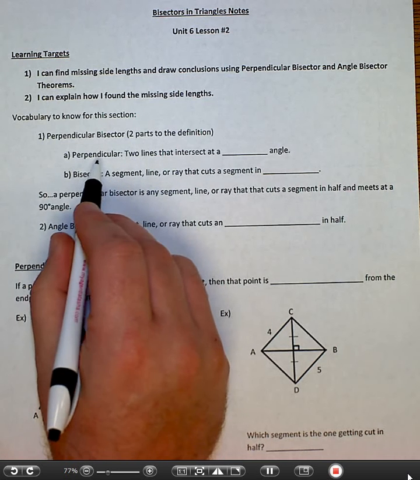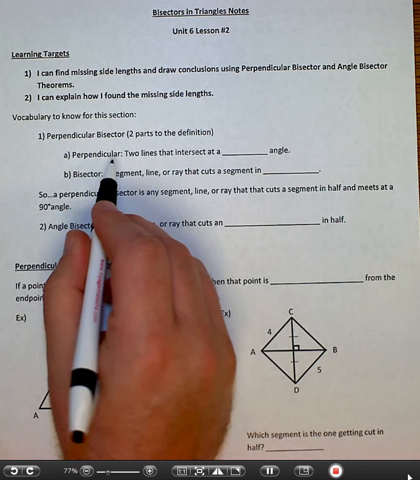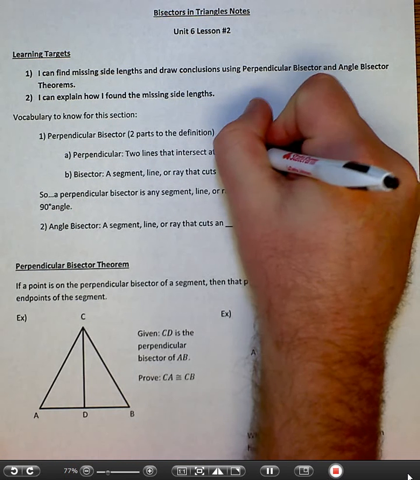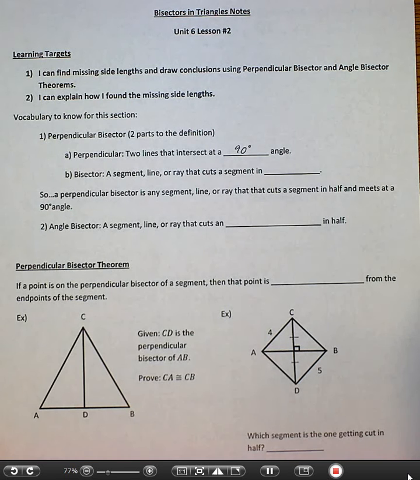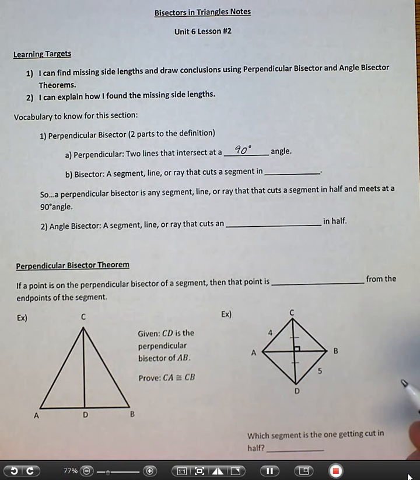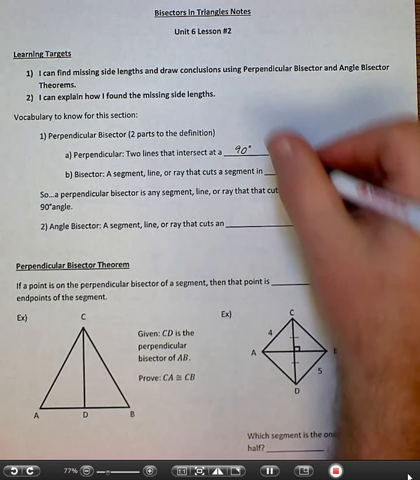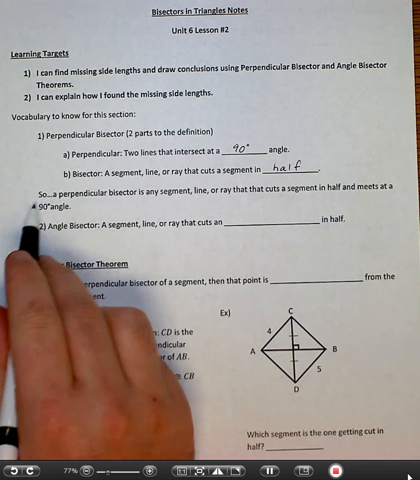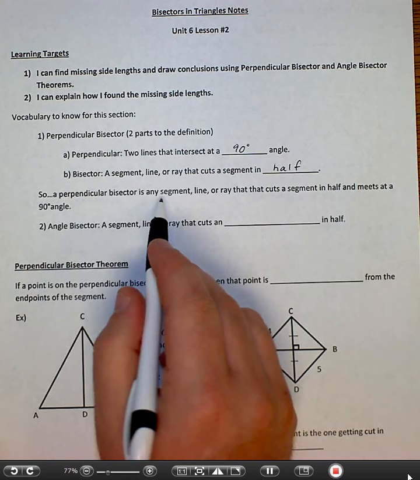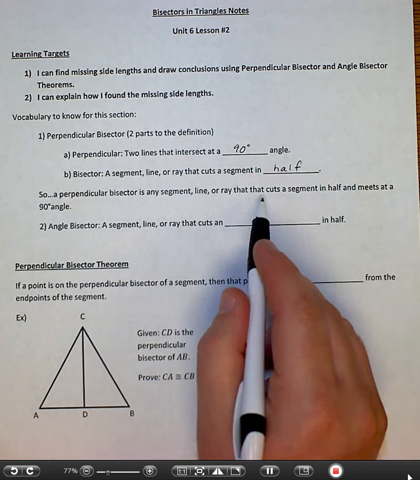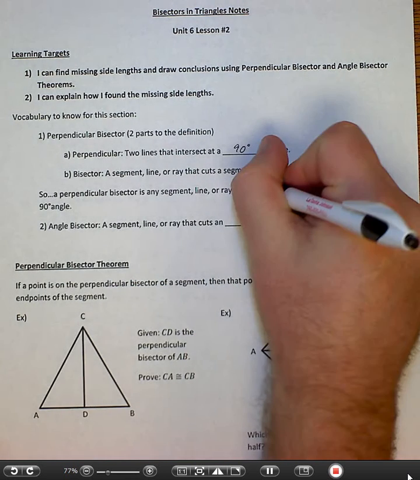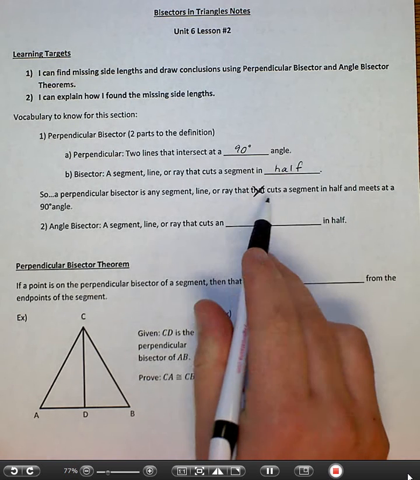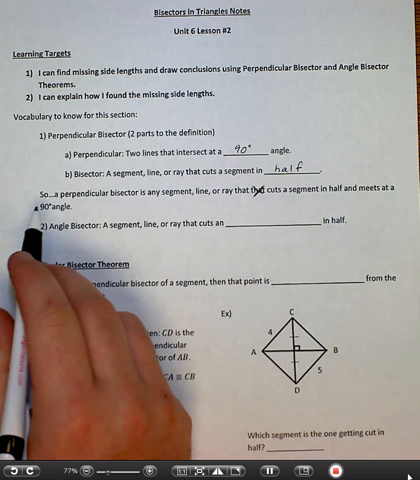You should know what perpendicular means. That is two lines that intersect at a 90-degree angle or right angle. And bisector is a segment, line, or ray that cuts another segment in half. So if you put them together, a perpendicular bisector is any segment, line, or ray that cuts a segment in half and meets at a 90-degree angle.